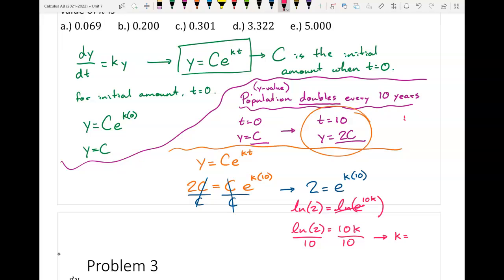All right, do we have a value for k? Kaden? About 0.069. So A? Does everybody agree with A? Yeah. All right, there we go. 0.069. So A. All right, any questions?